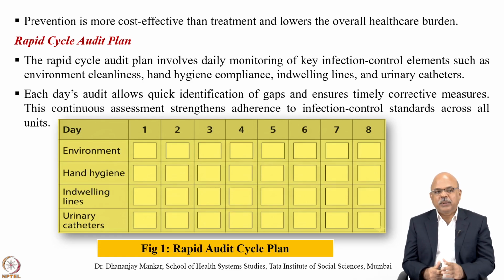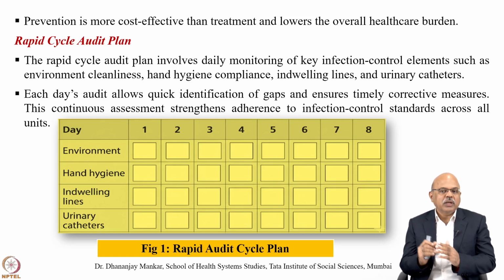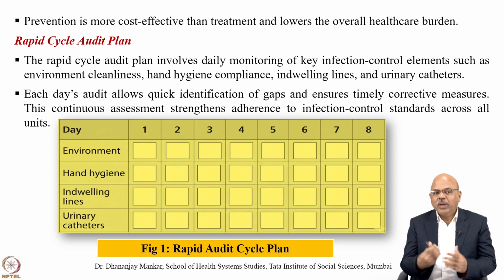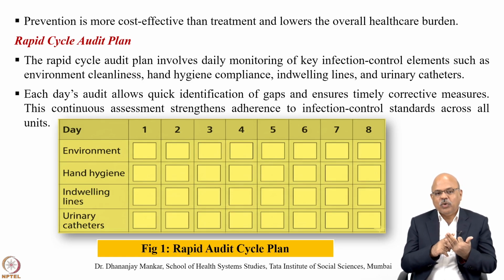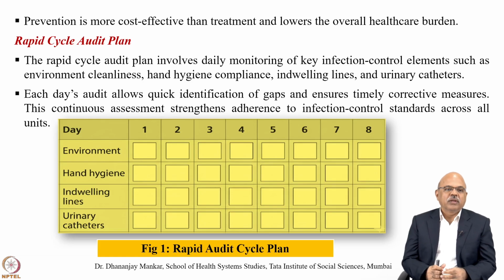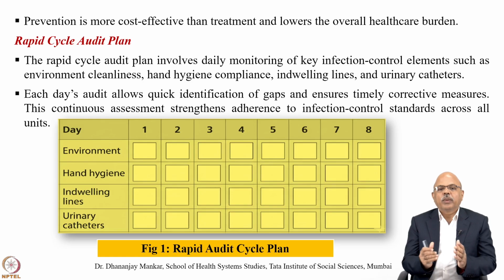What is this RCAP? The RCAP involves daily monitoring. Daily monitoring is a routine task for every healthcare employee to see what the key infection control elements are, where you have to work, such as environment cleanliness, hand hygiene compliance, indwelling lines and urinary catheters. So indwelling lines, urinary catheters, hand hygiene compliance and environmental cleanliness make up the RCAP. The RCAP is to be followed by everyone.